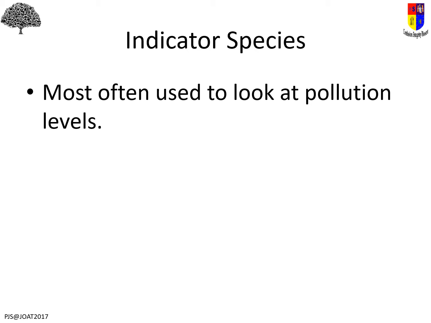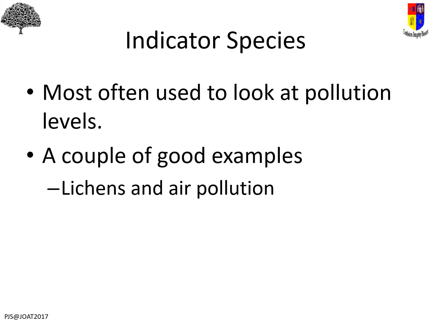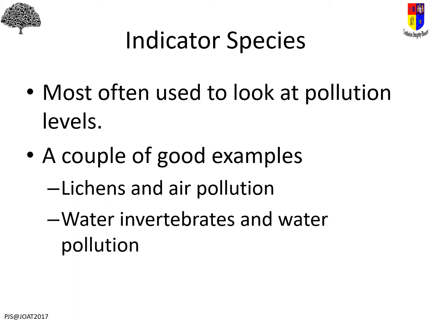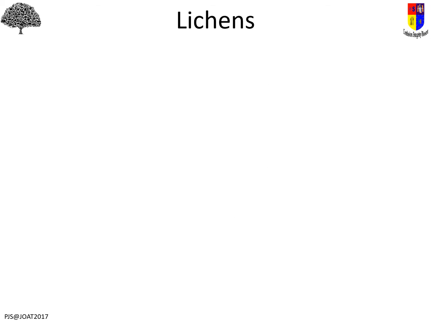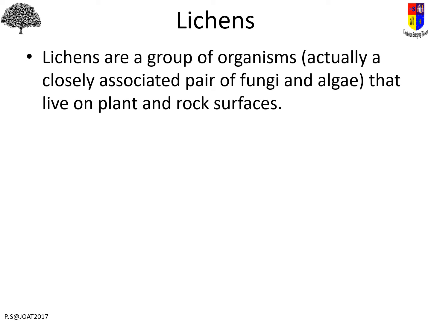So you need to know a couple of good examples, and the best one is probably your lichens. Lichens and air pollution. And then we've also got water invertebrates, the little bugs and things we normally find inside water, and water pollution. Let's start with the lichens. Lichens are things that you see growing on plant surfaces, often on bark of trees, and rock surfaces.